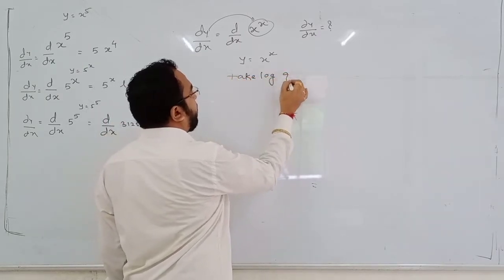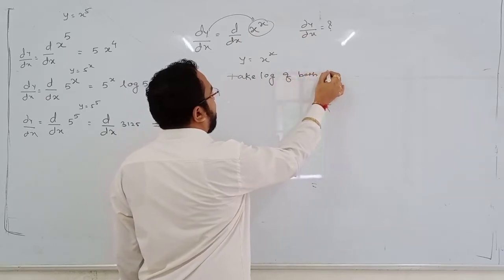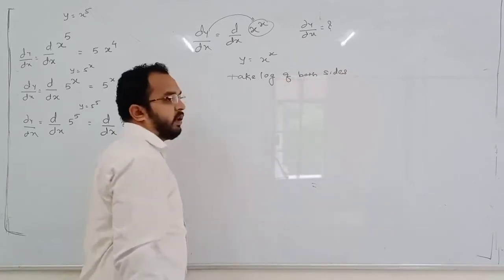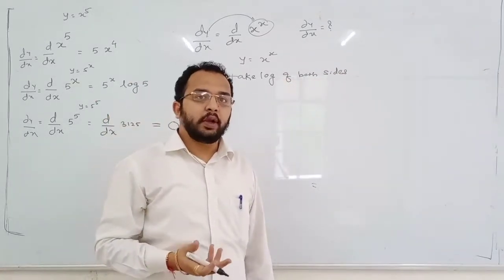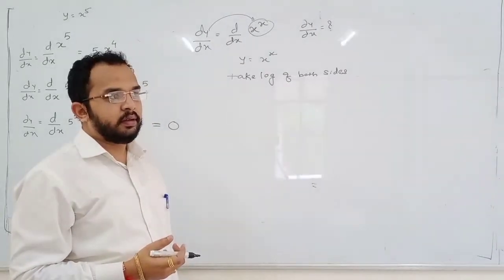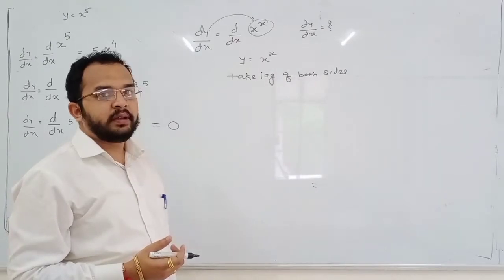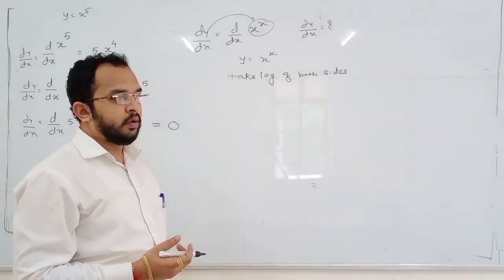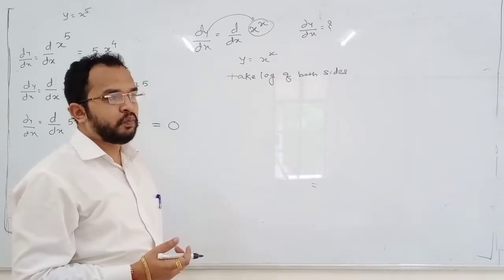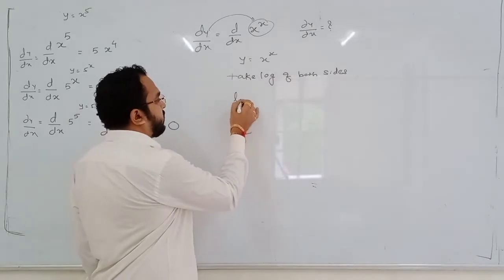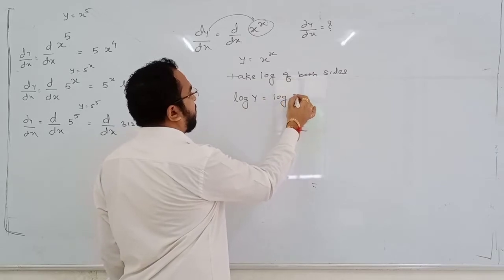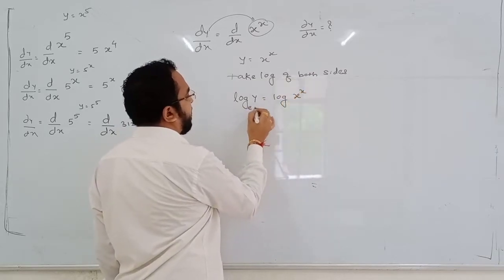Here we can't use any of the three, so take log on both sides. Obviously, this chapter, differentiation, belongs to calculus. That means the base of the log is e. So take log y is equal to log x to the power x, base e.